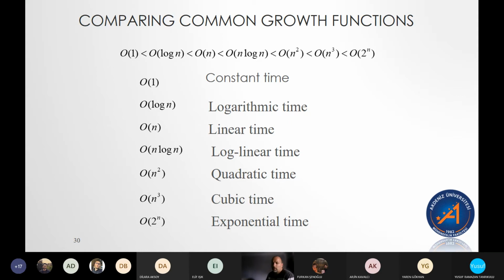Now, some of you may be saying to yourselves, wait a second, what if n was 0? If n is 0, then this and this and this and this are all the same, and they're all smaller than this. Right?